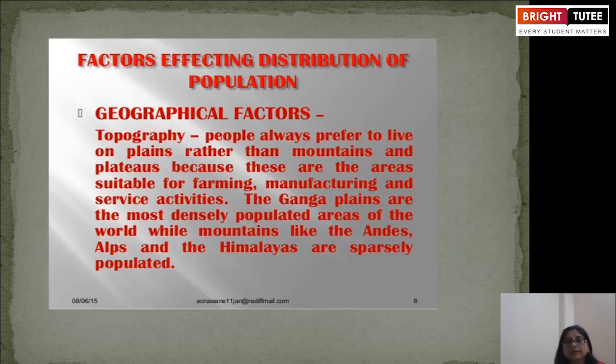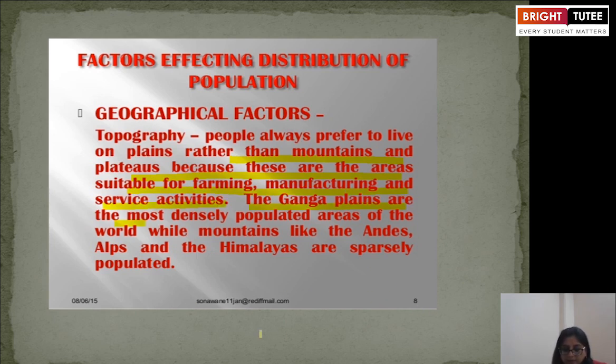What are the factors affecting distribution of the population? Now, the first one is your geographical factors. The first one is topography. People always prefer to live on plains rather than mountains because on plains things are easily available, right? And the plateaus, because these are areas suitable for farming, manufacturing, and service activities.